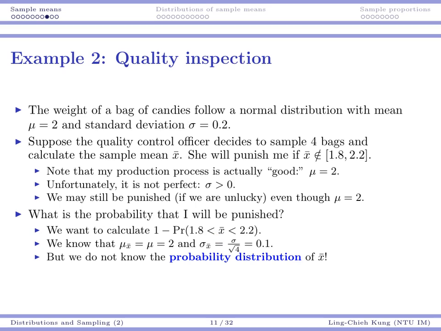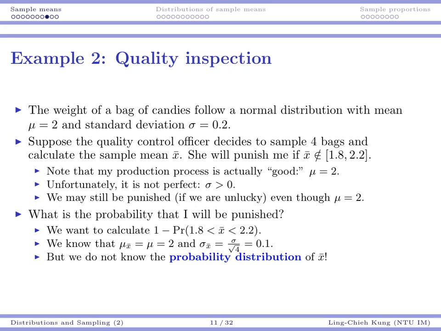For x bar, that's the random sample mean, if the sample mean is within 1.8 and 2.2, then we're safe. Otherwise, we are not. We want to calculate this probability. There is something we know: the mu and the sigma for our sample mean are 2 and 0.1. And 0.1 is calculated from 0.2 in this formula, okay? Because we have 4 bags, the standard deviation gets to only 1/2.